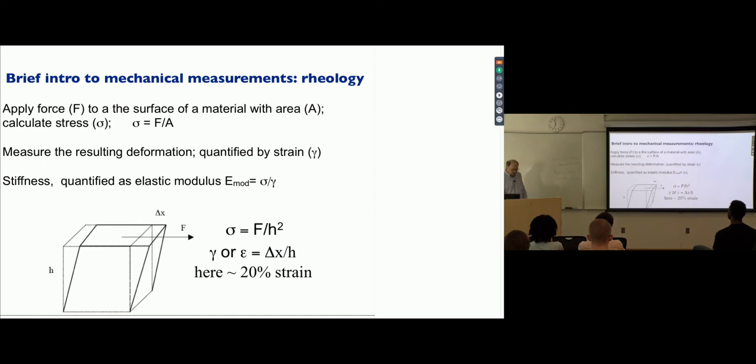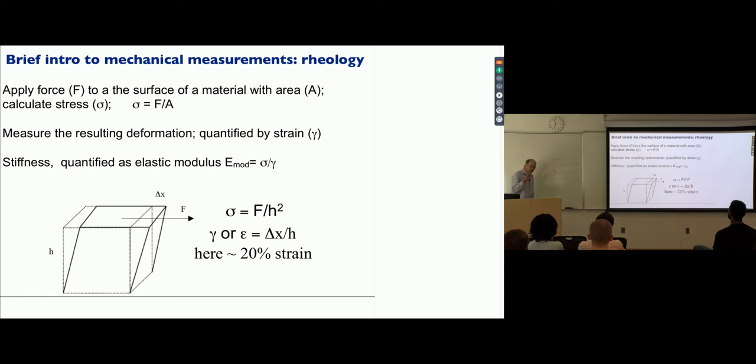Okay, so the minimal jargon that is really useful to know is pretty much this. There are really only two parameters that define stiffness. One is stress and the other is strain. So in order to deform anything, you have to apply a force to it. And the more force you put on, the more the thing should deform. But the amount of force that it takes to deform an object also depends on how big the object is, or how big an area that force is distributed over.